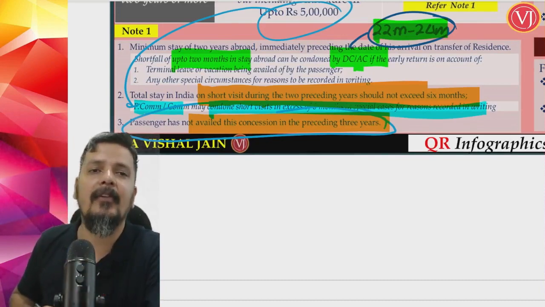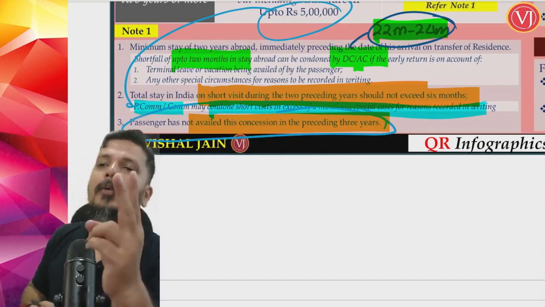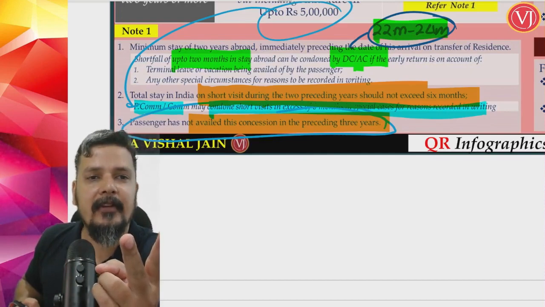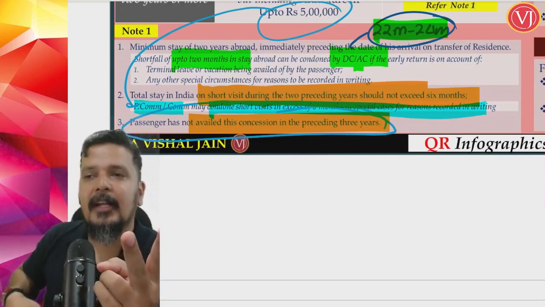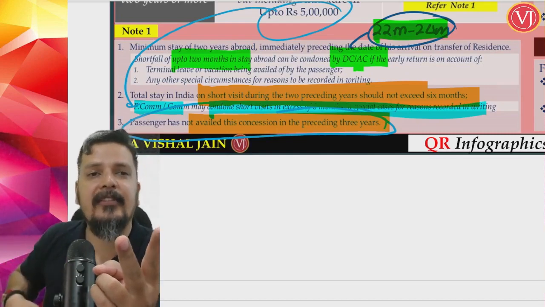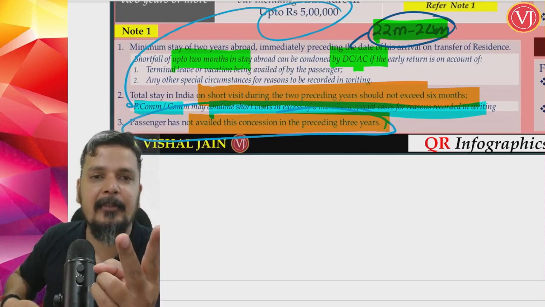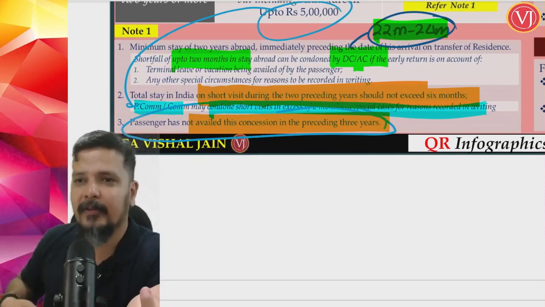Give me the benefit of 5 lakhs. Both are different. What are the two criteria, sir? Your stay outside India should be more than 2 years, and your stay in India during the last 2 years should be less than 6 months. If your stay in India during the last 2 years is more than 6 months, it can be relaxed by the Commissioner, Principal Commissioner, because your total stay in the US was already more than 2 years. It can be relaxed.